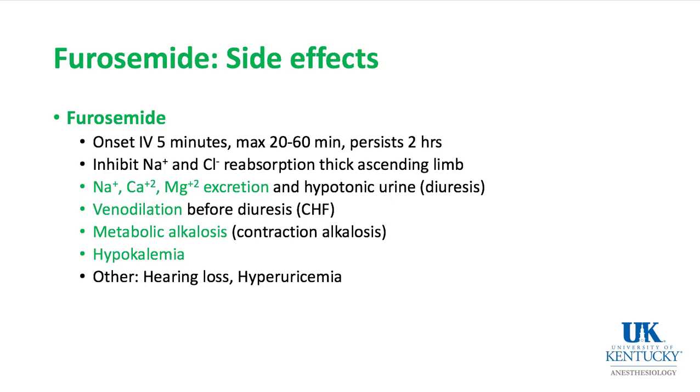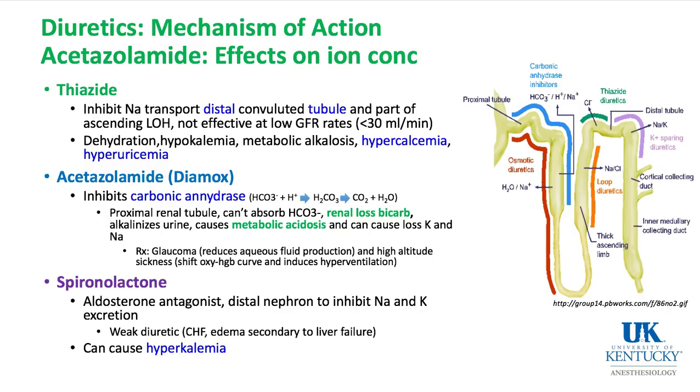And our next topic is diuretics mechanism of action and Diamox or acetazolamide, its effects on ion concentration. Let's look at mechanism of action first. They're color-coded. Thiazides work at the distal convoluted tubule, and some of the side effects of them include hypercalcemia and hyperuricemia. Diamox works at the, in blue, the proximal tubule, inhibits carbonic anhydrase such that you pee bicarbonate. And if you pee bicarbonate and have this renal loss of bicarbonate, you're going to have a metabolic acidosis.